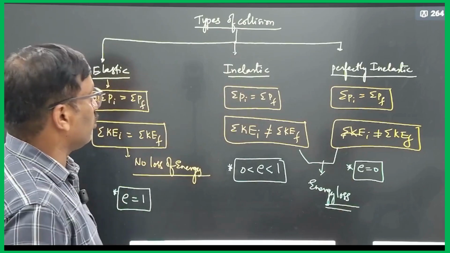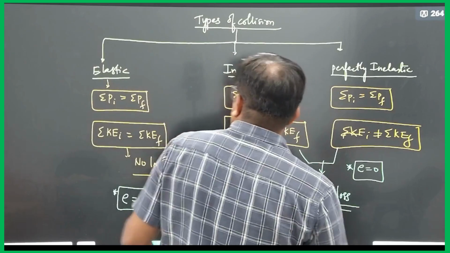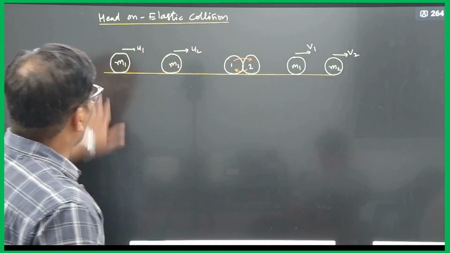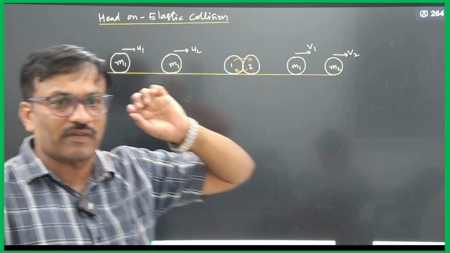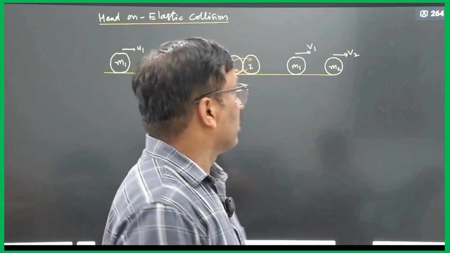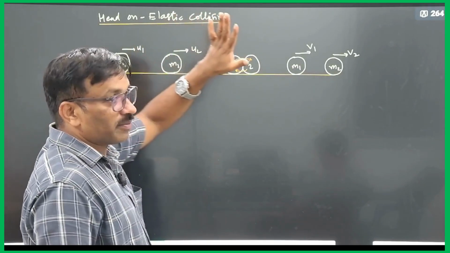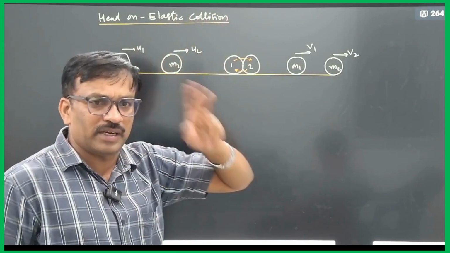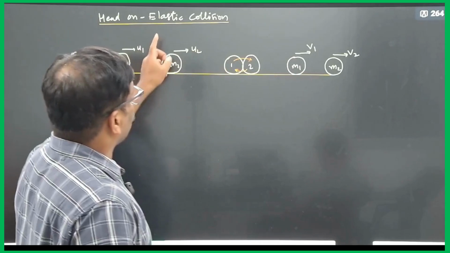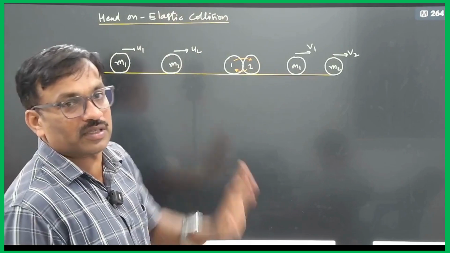So here there is no energy loss, right. We will see one elastic collision. Head on elastic collision. If the word head on is there, head on means before collision and after collision they are traveling in a straight line. Elastic means, immediately you should get into your mind: collision means momentum conservation, elastic means kinetic energy conservation, that's all.